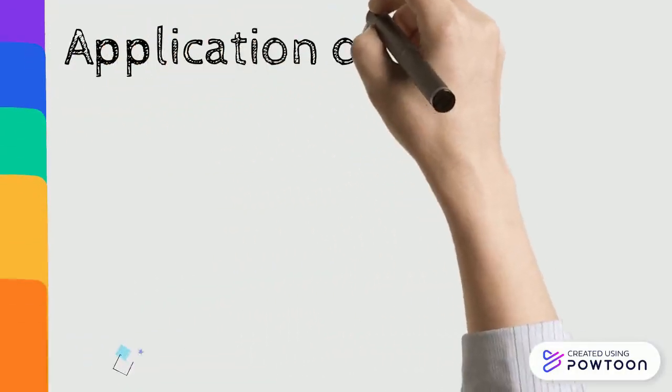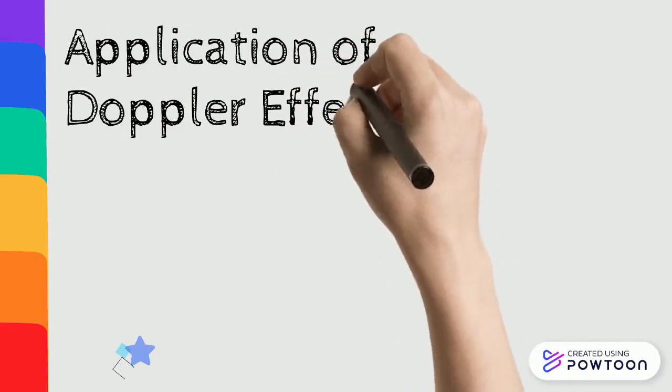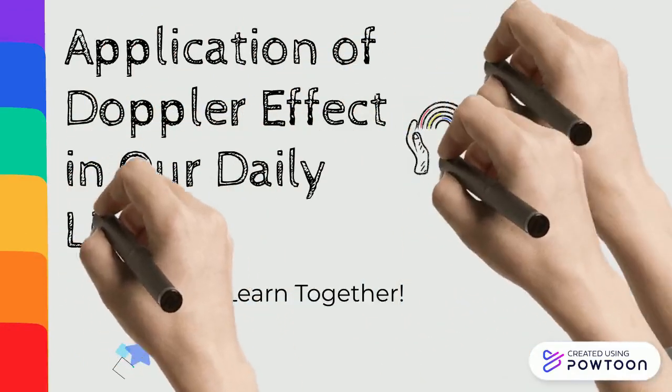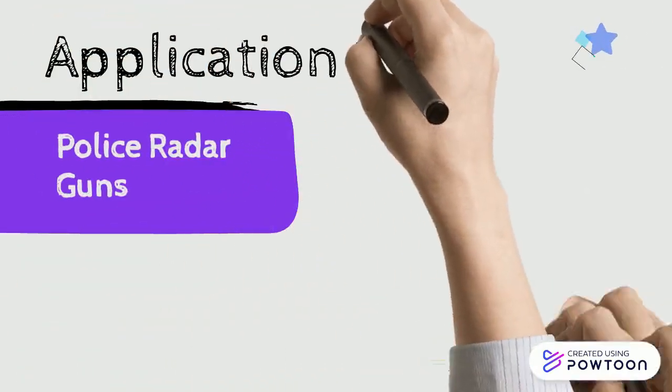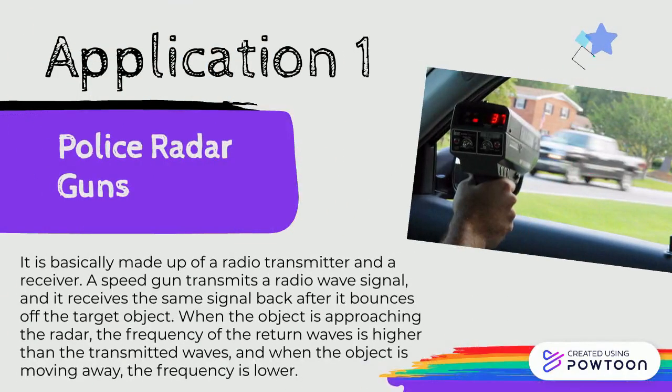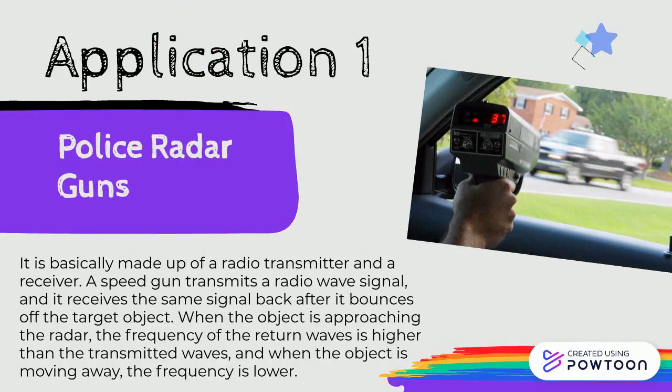And lastly, we are going to look at the application of Doppler effect in our daily life. The first application is police radar guns. It is basically made up of a radio transmitter and a receiver. A speed gun transmits a radio wave signal and it receives the same signal back after it bounces off the target object.